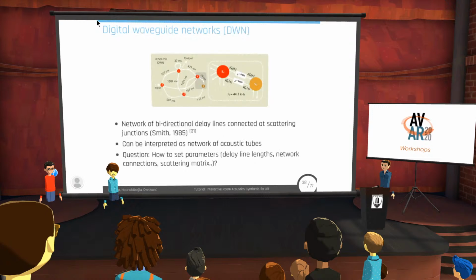So, let's move on now to digital waveguide networks, which I mentioned briefly earlier, which were proposed by Smith in 1985.